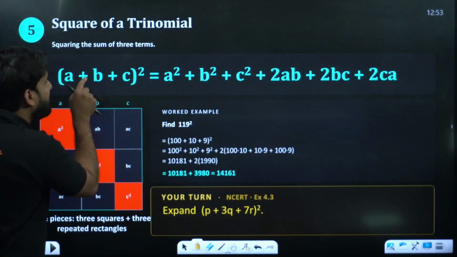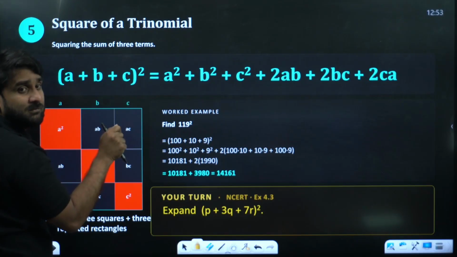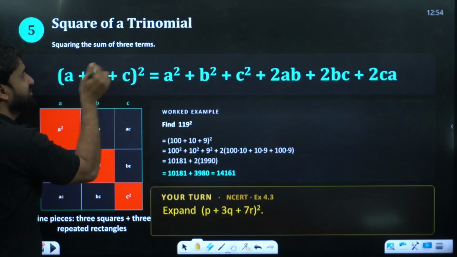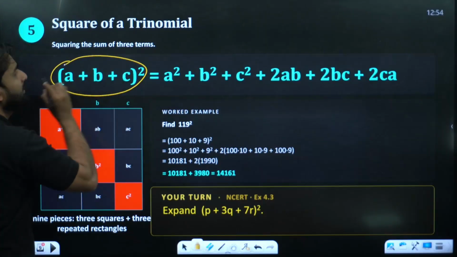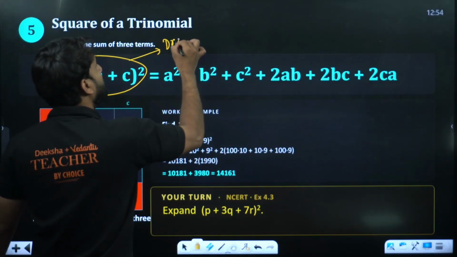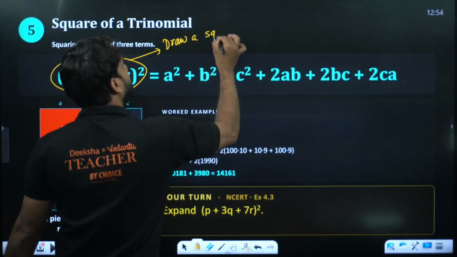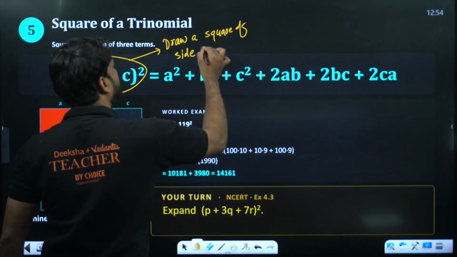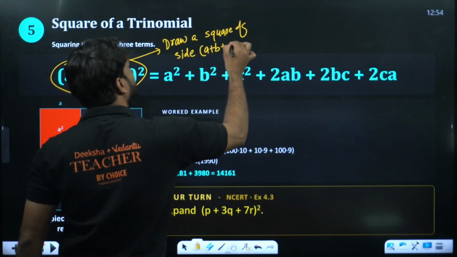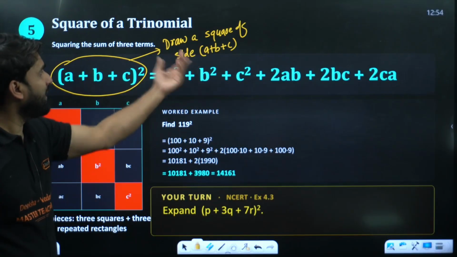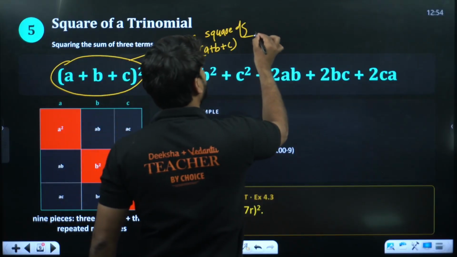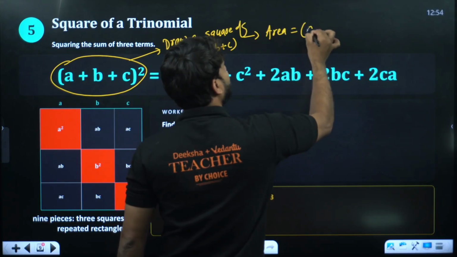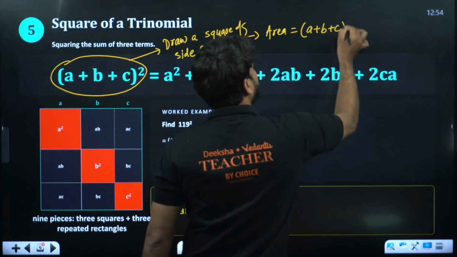If this is a plus b plus c whole square, do one thing to get this identity, to get this format. What can we do? Draw a square of side a plus b plus c. This is the only way. Draw a square of side a plus b, and once you have drawn it, if you write the area, the area will look like a plus b whole square.